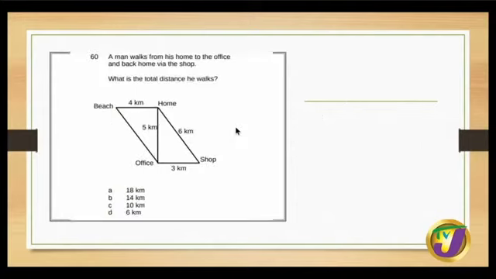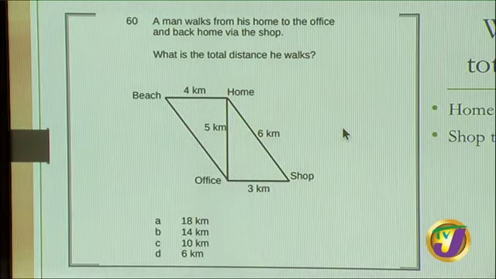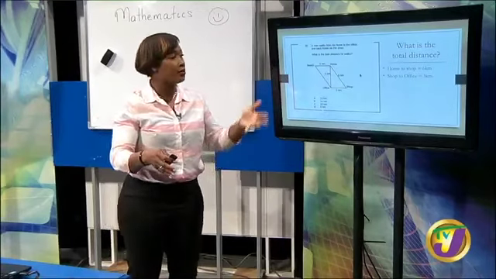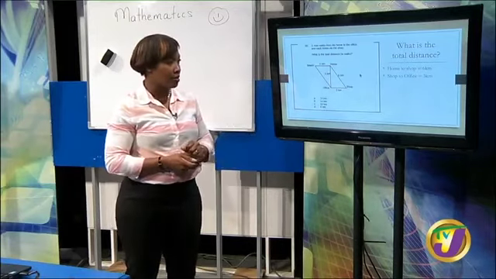All right, next question. A man walks from his home to the office and back home via the shop. What is the total distance he walks? So you want to see where home is. Home is here. Home to the shop is 6 kilometers, then from the shop to the office is 3 kilometers. So if he leaves home, goes the shop route, and then goes to the office, he would have walked 6 plus 3, which would be 9 kilometers.